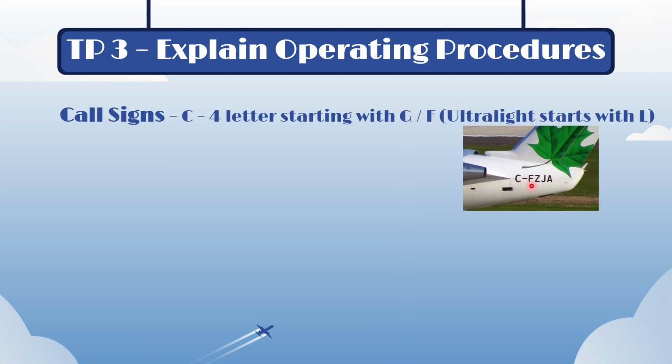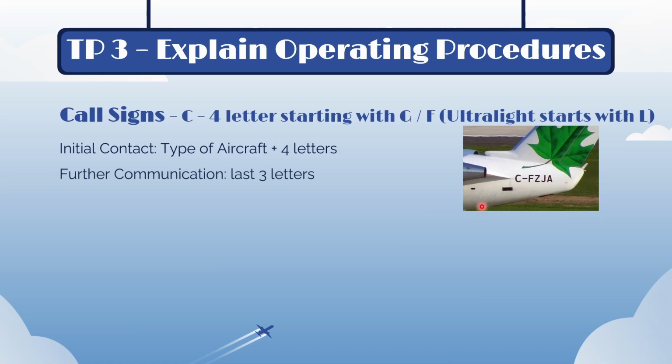For initial contact, you'll tell the ATC your type of aircraft plus the 4 letters. You don't need to start with the C, but you do need to say these 4 letters. And then for all further communications, you just need the last 3 letters.